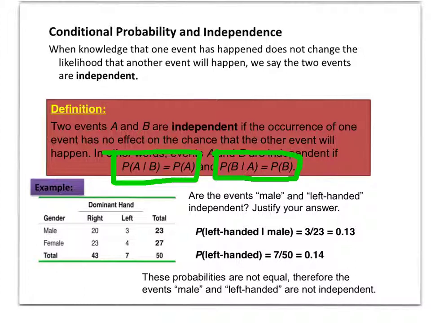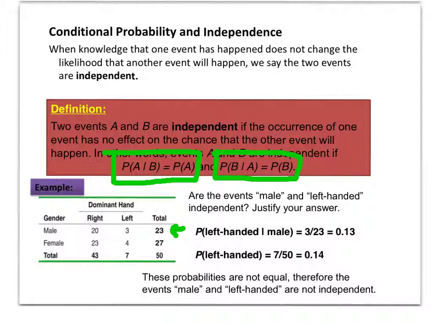So here's a good example using, again, genders, but now we're using right and left-handed. So the question is, are the events male and left-handed independent? Okay? So if male and left-handed are independent, then the probability of left-handed, given that you have a male, has to be exactly the same as getting a left-hander. Okay? So if I look at this, the probability of left-handed, given that male has happened, means I'm looking in the male column, and I'm saying, what's the probability of randomly picking a left-hander from that?